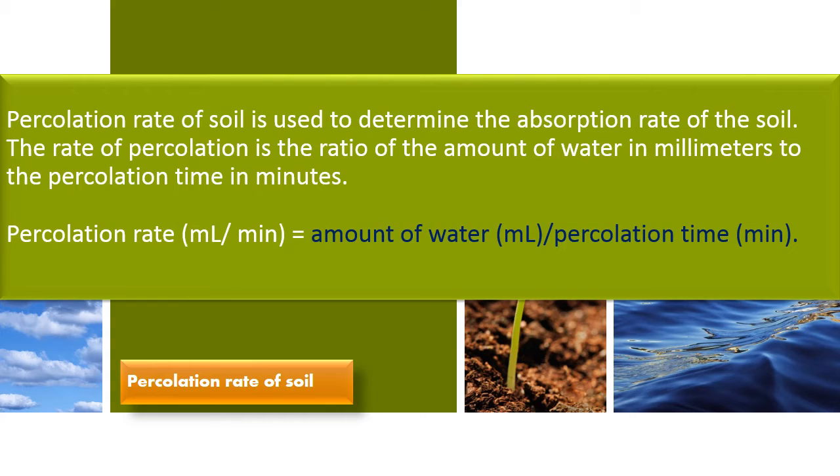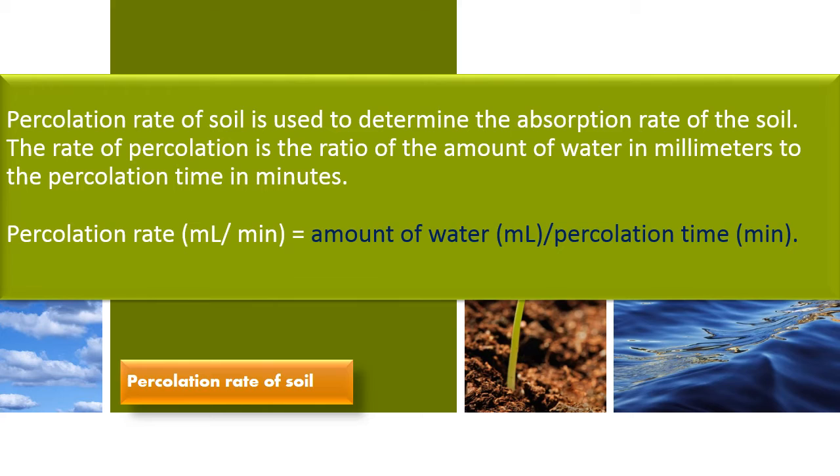Now let us try to understand what the percolation rate of the soil is. It is basically the amount of water that can be absorbed by the soil. There is a particular formula through which we calculate the amount of water that the soil can absorb.